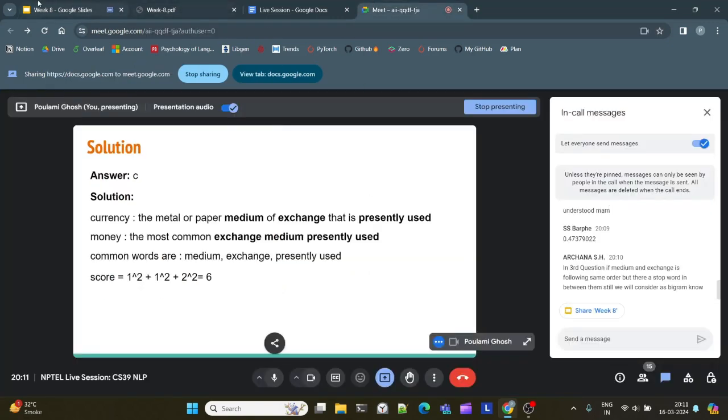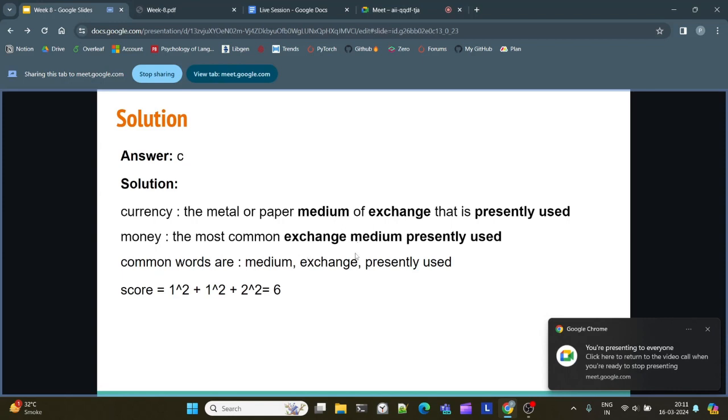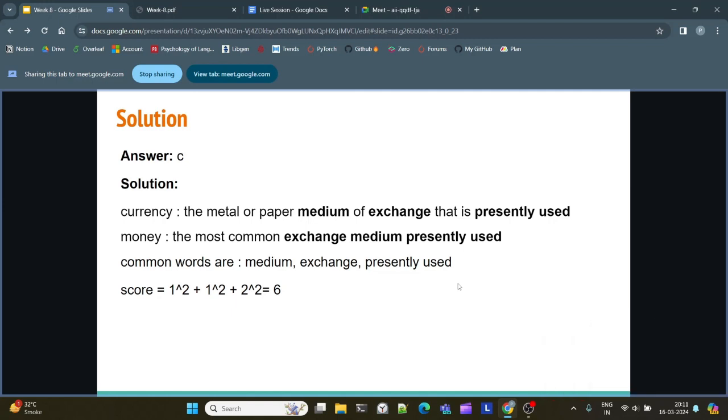Suppose even in the second sentence, the money statement, the order is the same, that is, it is again giving the medium of exchange. Then the order is the same, so if you remove the stop words, you can consider it as a bigram. The stop words need to be present here also. If it is medium of exchange here and simply medium exchange there, then that won't count. So here also it has to be medium of exchange itself.